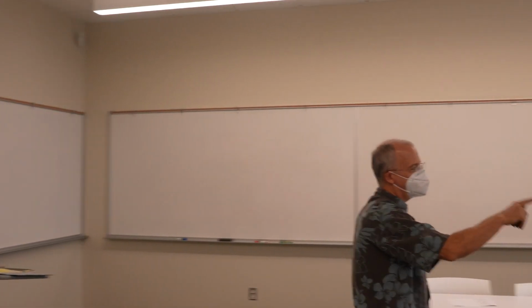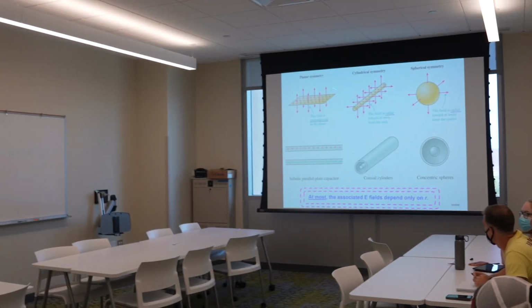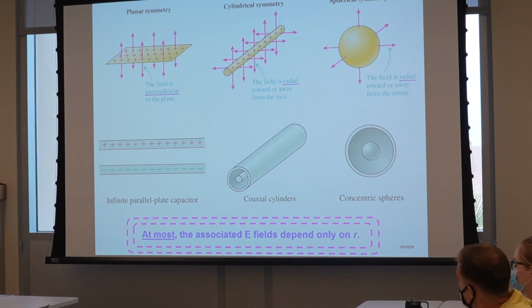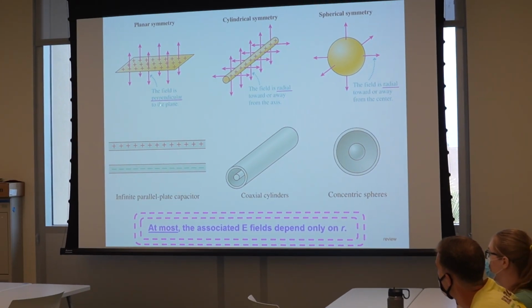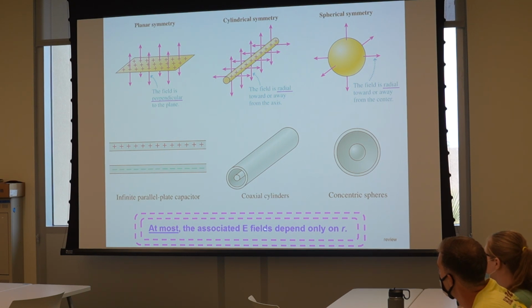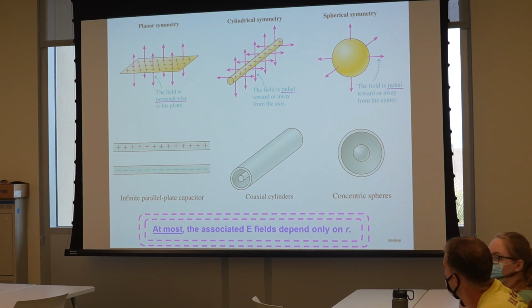Okay, this is going to be incredibly important today. So for these three symmetries, which are examples which all we really care about, look at this one. The E field is perpendicular to the plane and is constant. Here the E field is radial. Here the E field is radial. So at most, the associated E fields only depend on the radial distance. Okay? The radial distance. Keep that in your head.